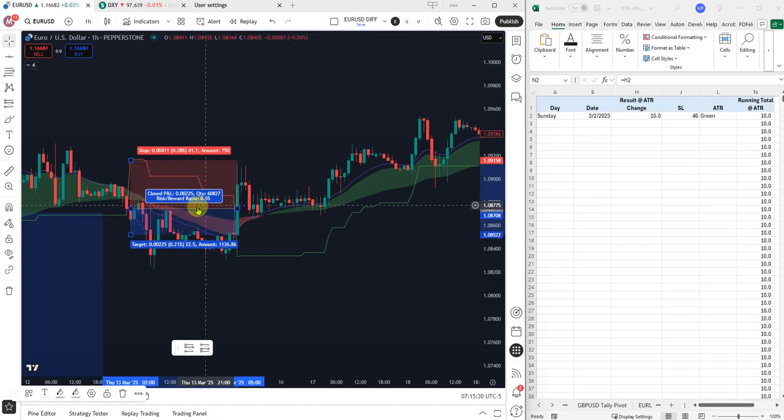about 22 pips, which was a result of 0.55, meaning if we'd risked $100, we would have won $55. Okay? So we can put that one on there. The date was the 13th. The day was a Thursday, so we can put that on there.